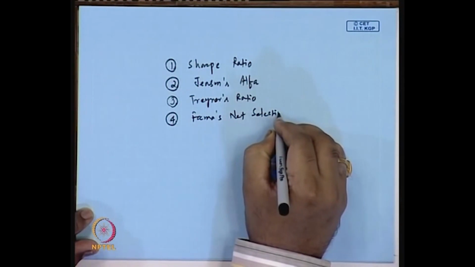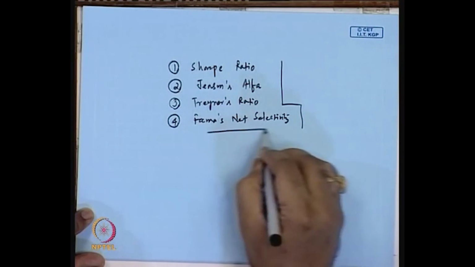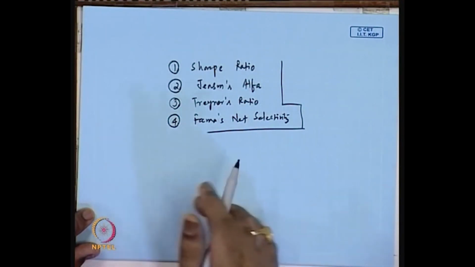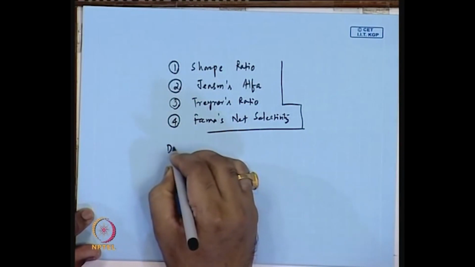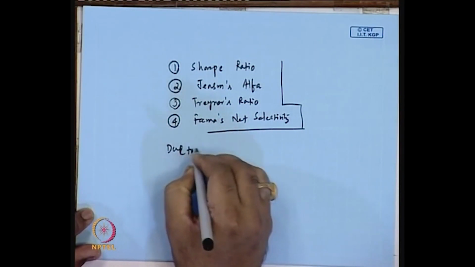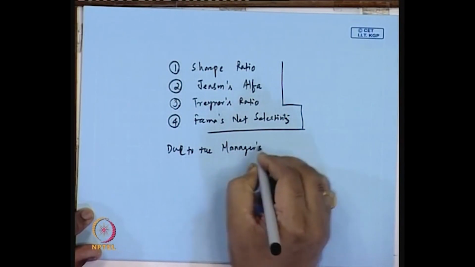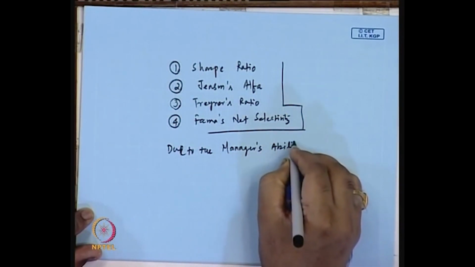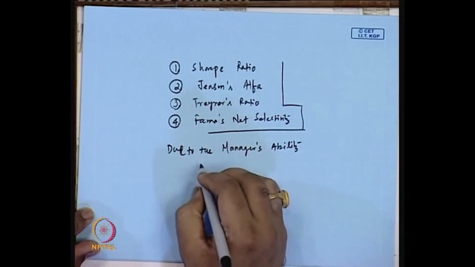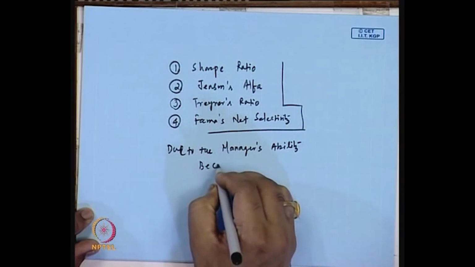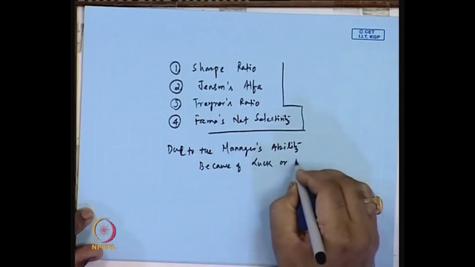And here we observed how the excess return from the portfolio can be decomposed into two things. One is due to the manager's ability, and another one is because of luck or the market.